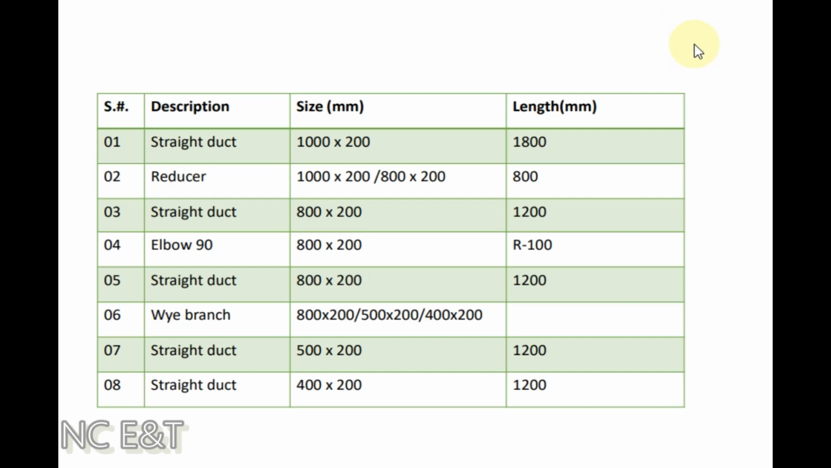For the purpose of area calculation, we have tabulated the values of this shop drawing. The first column is for the tag number, the second column is for description, the third column is for the size of the duct, and the fourth column is showing the length of the duct.